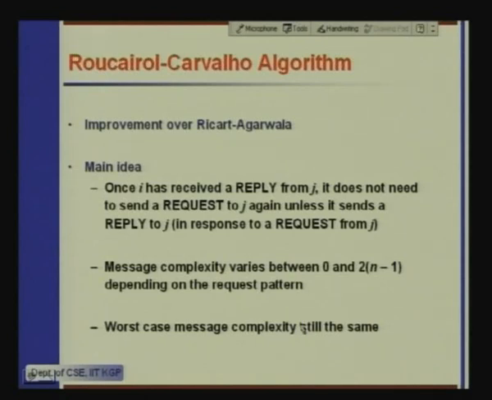Now, what is the message complexity per critical section invocation? It can even be 0. When will it be 0? When after coming out of the critical section, you see that there is no other pending request from anybody else and you want to enter the critical section again. You already have permission from all the other nodes. So, just go ahead and enter the critical section without any further messages.